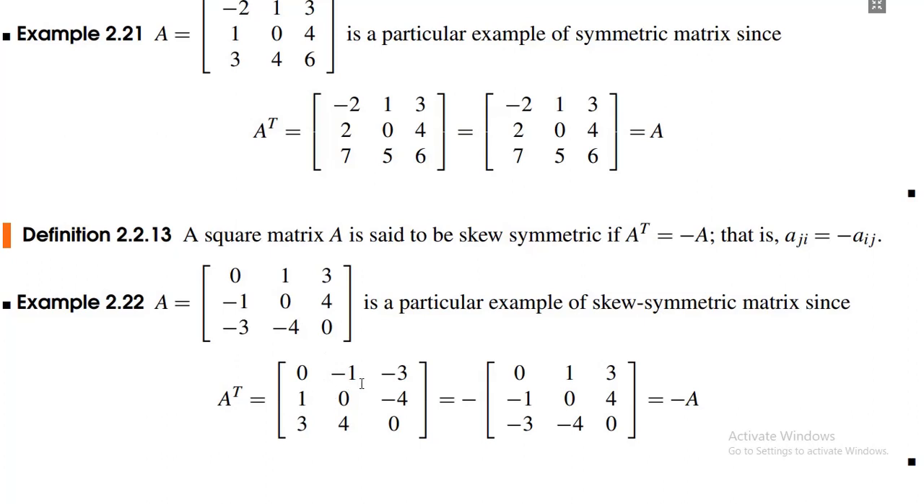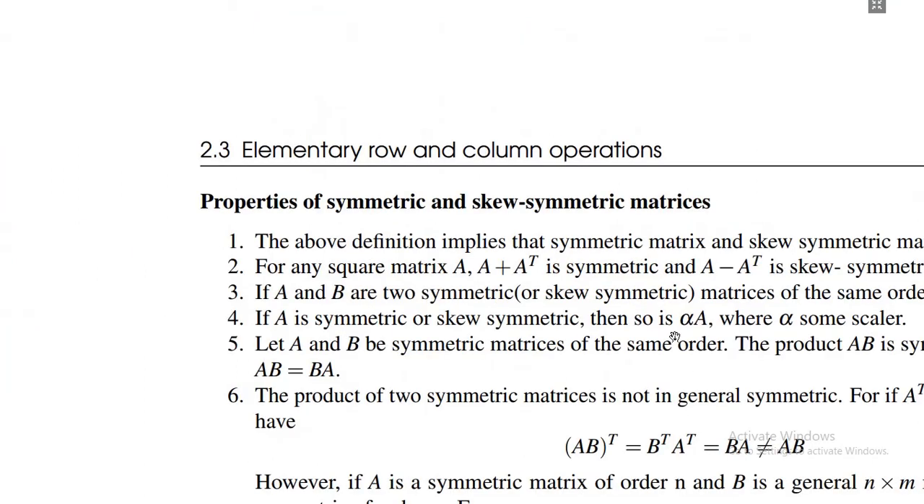Or in other ways, the transpose of this matrix is given as 0, minus 1, minus 3, 1, 0, minus 4, 3, 4, 0. Now taking the negative as a common factor, we obtain minus of the matrix 0, 1, 3, minus 1, 0, 4, minus 3, minus 4, 0. This is A, then minus A. Therefore A transpose is equal to minus A. Then as a result, this matrix is a skew-symmetric matrix.